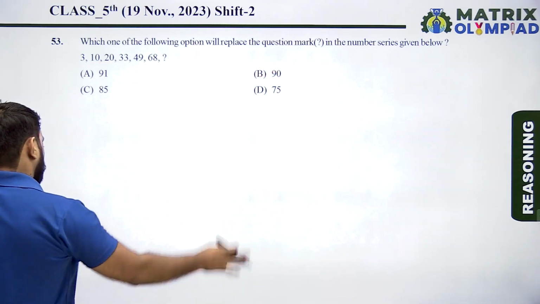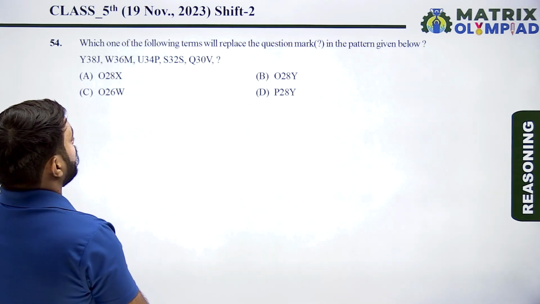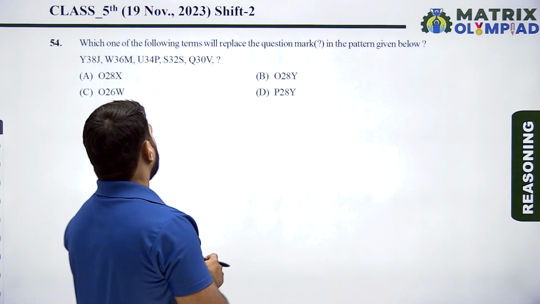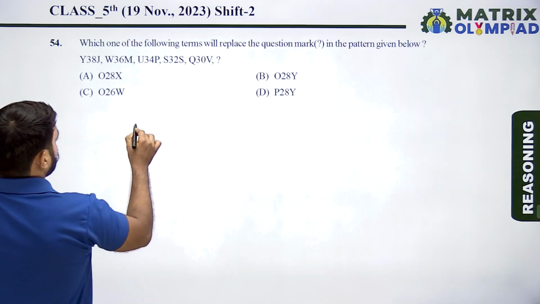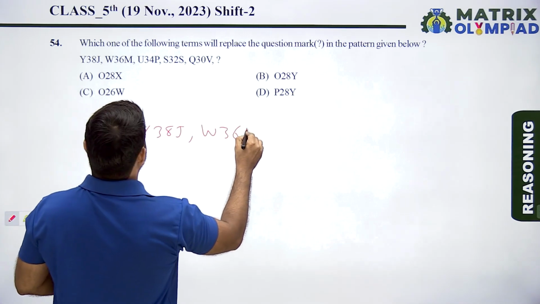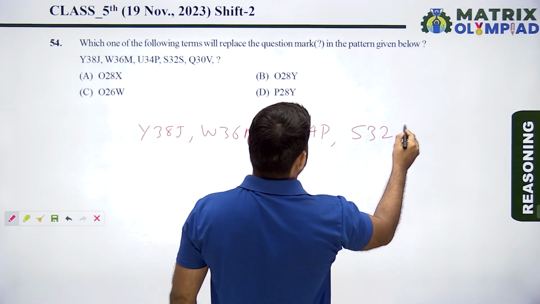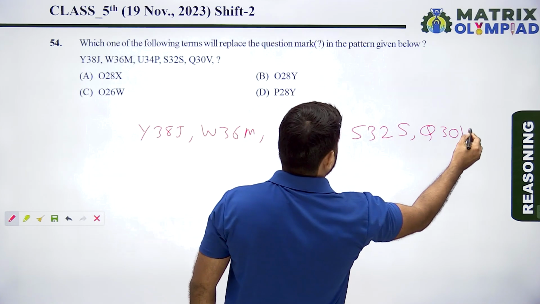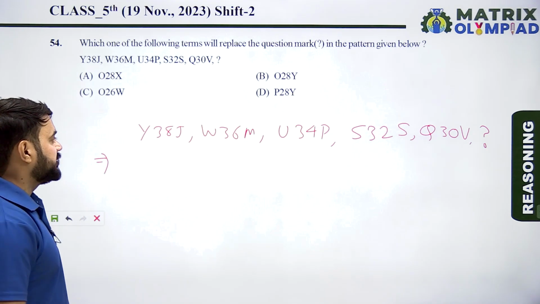Okay, so let's move on to the next question. So next question is question number 54. Which one of the following number terms will replace the question mark in the pattern given below? So series is Y 38J, W 36M, U 34P, S 32S, Q 30V, and next is missing. So find the pattern of the given series.